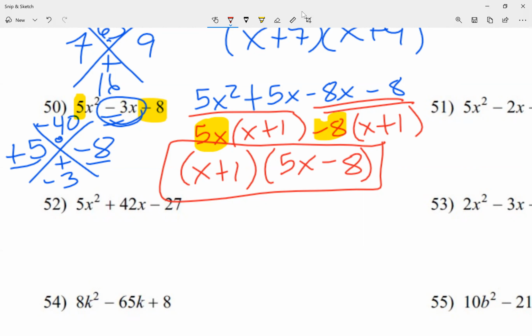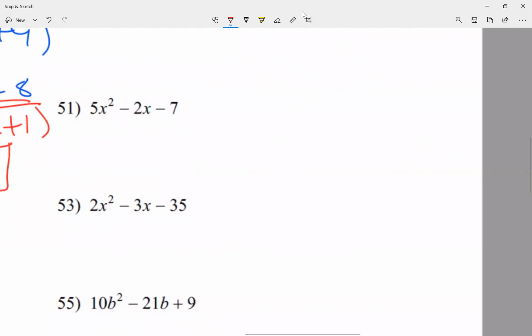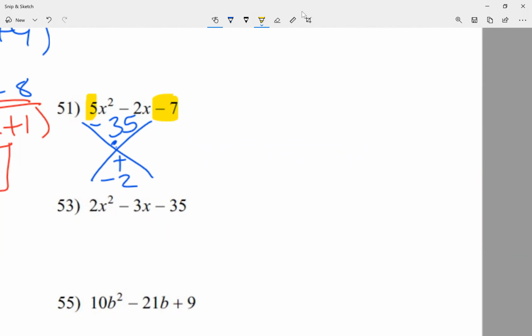I promise I will. All right, let's take a look at number 51. I'm going to start by doing my diamond method, and I'm going to think of two numbers that when I multiply are equal to negative 35, but when I add my numbers are equal to negative 2. Again, I get negative 35 because I multiply my first and my last number.